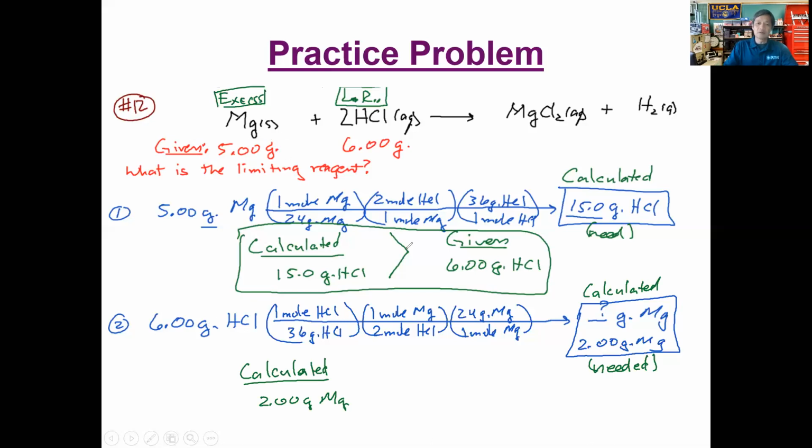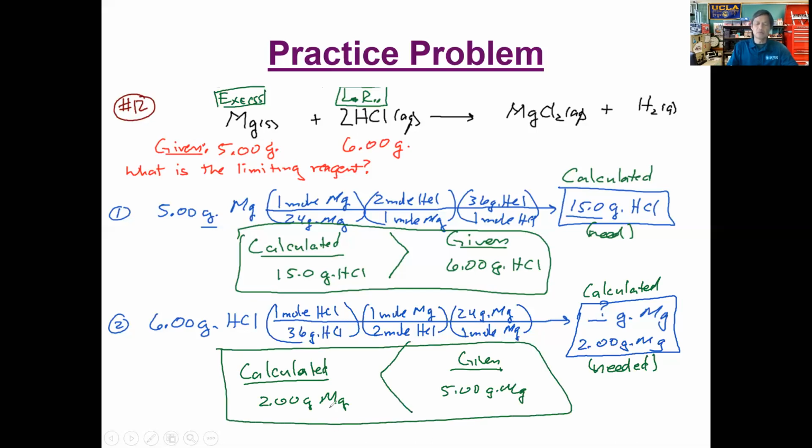But how much was given? We were given in the problem that we actually have 5 grams of magnesium, which means that we have a whole lot more of the given. We have a lot more magnesium than what we need, which leads us to conclude from this calculation that the magnesium is excess, which we have already concluded here. And if magnesium is excess, the HCl is the limiting reagent.